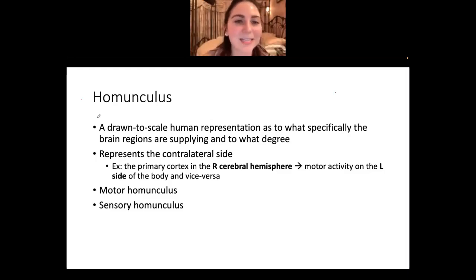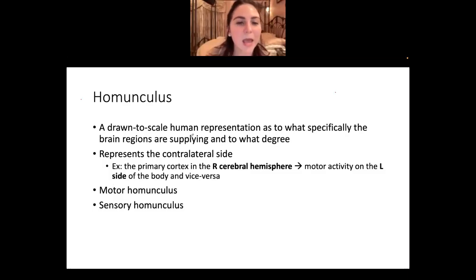So the homunculus, again, it's not going to make any sense. I'll show you what it looks like. But it's basically like if you had to put a part of the body on a brain section and say, this part of the brain controls this body part, that's what the homunculus is. So what is it supplying? What part of the body is it supplying and to what degree? If they're drawn bigger, that means it really supplies it. If they're drawn smaller, it means that part of the brain supplies it just a little bit.